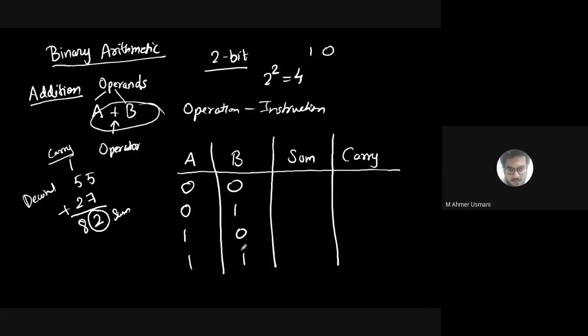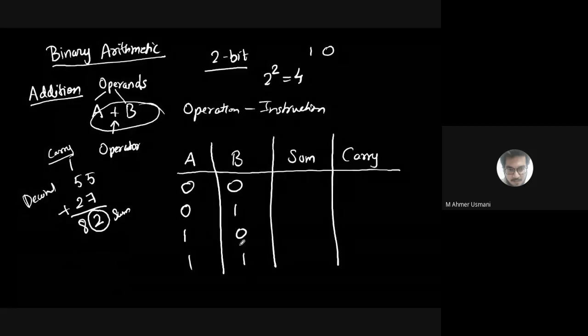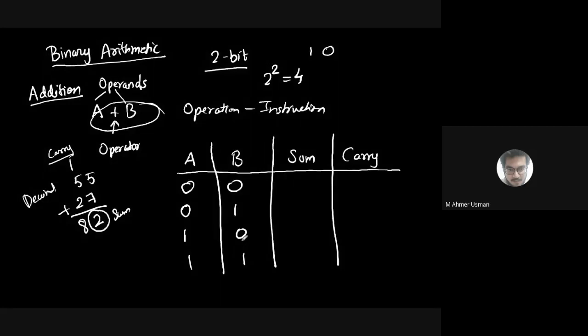So we'll just try out all the possibilities and find out what the sum is for each respective possibility. If I have 0 plus 0, what will be the sum of it? Zero. What will be the carry generated? Zero. If I've got 0 plus 1, what will be the sum? One. What will be the carry? Zero.